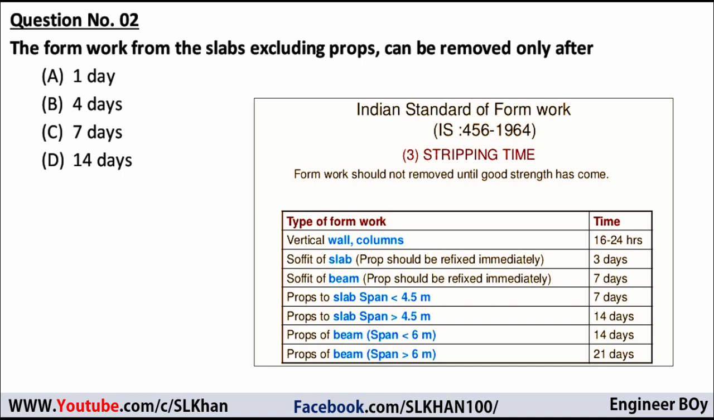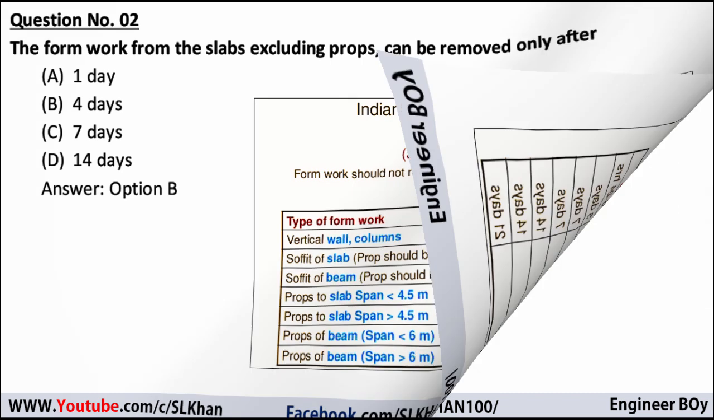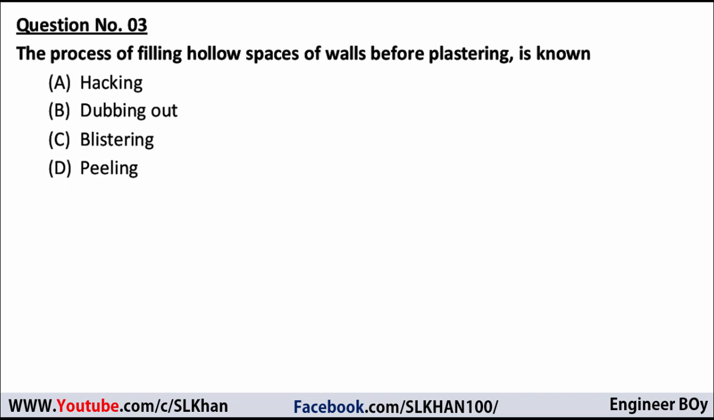It is option B. Alright, just moving ahead to the question third, and it is about the process of filling hollow spaces of walls before plastering. The option first is hacking. No, of course that is not correct. Hacking means just to scratch something onto brick, so it is not filling. And option B is dubbing out. I'm just happy with that.